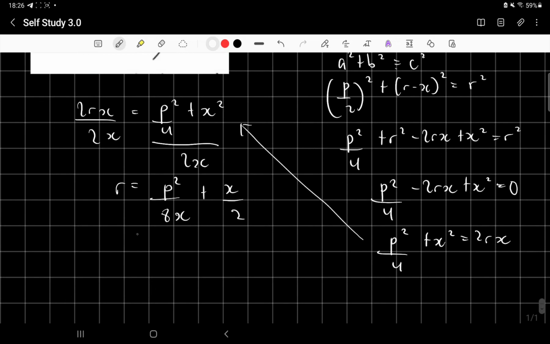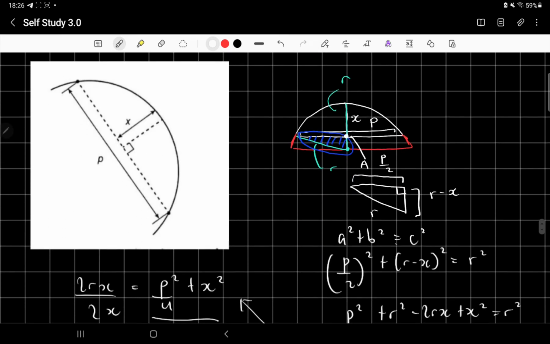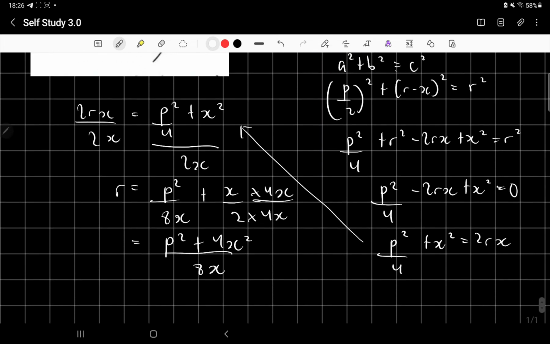So by combining these two fractions, we will get a single fraction by multiplying by 4x over 2. Therefore, it should be p squared plus 4x squared over 8x. Is it the same? Yes, it is. So that is how we derive the formula in terms of p and x.